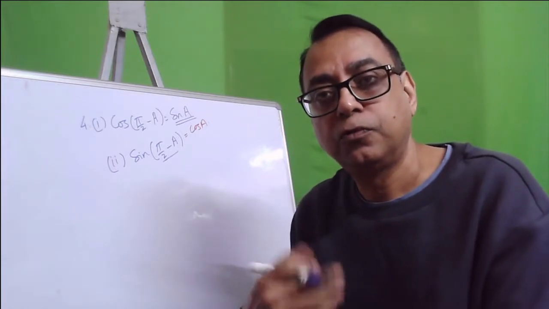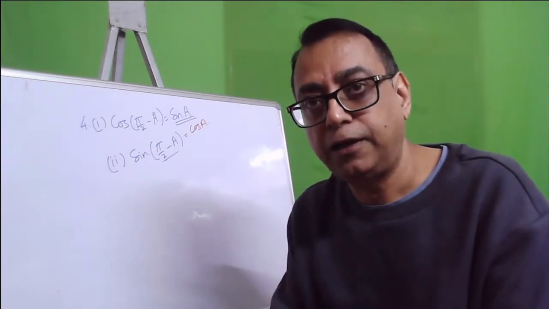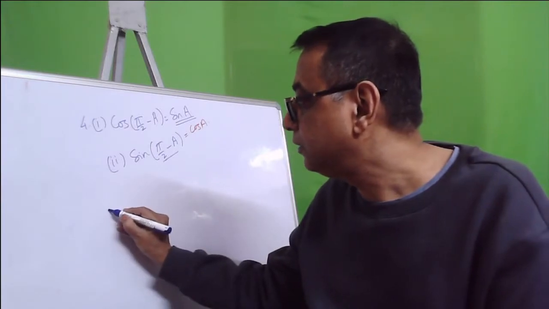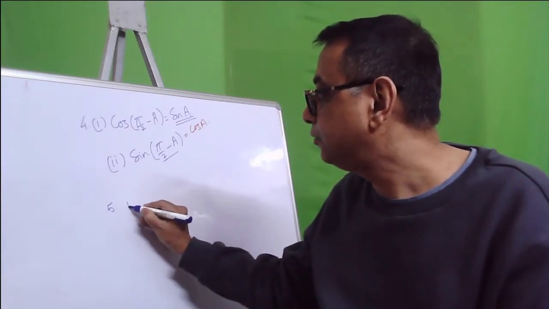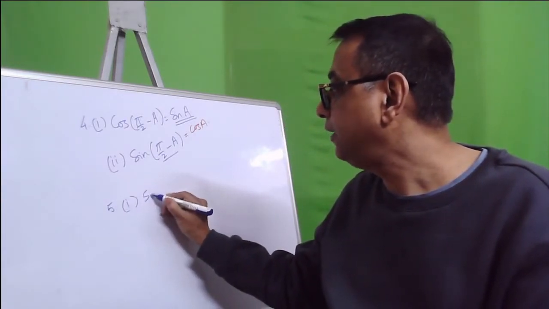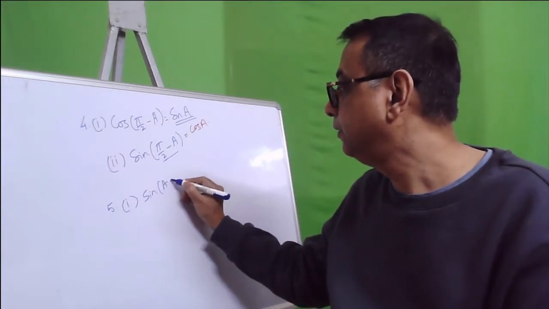Now, we will go into the sine identities. What is number 5? Sine identities. Part 1 will be sin A plus B.